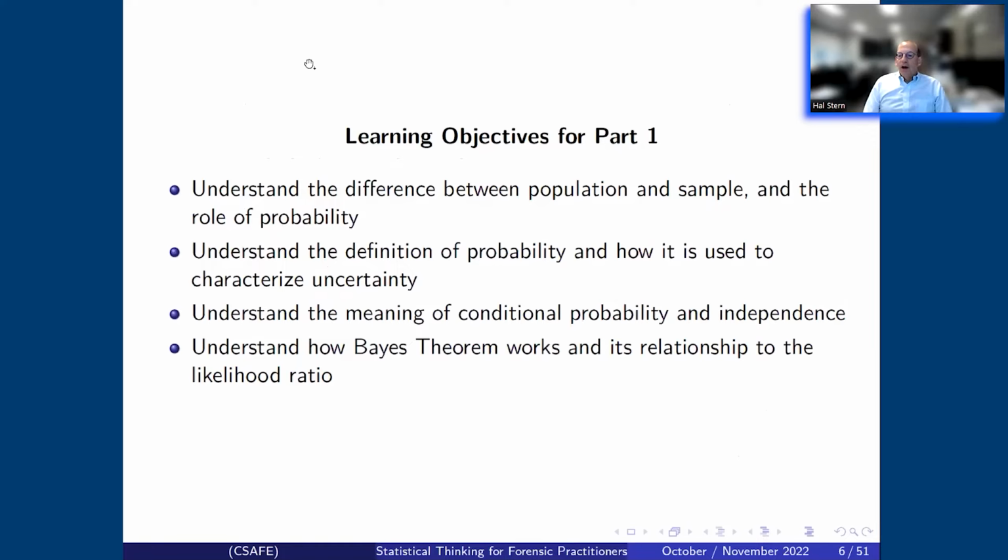The first part, as I mentioned, is focused on probability. So things that I hope that I can convey over the next hour and 50 minutes. What is the difference between a population of objects and a sample, and how does probability fit into that? Understanding how probability is defined and how it's used. And then we get into some of the more specific context for probability concepts that show up frequently in forensic statistics: conditional probability, independence, Bayes' theorem.